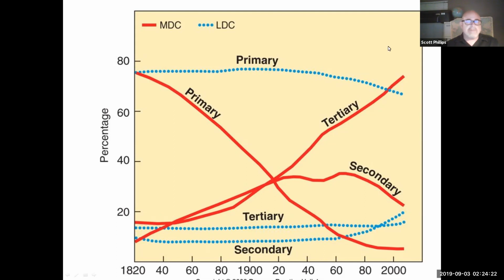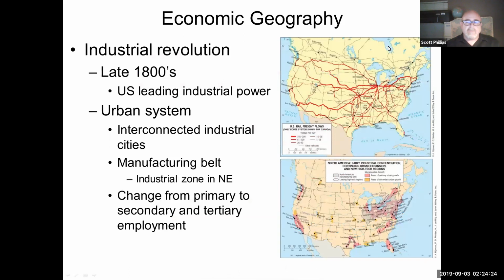So let's take a look back historically. One thing I want to mention again is the Industrial Revolution, which is a really important change in how we began to organize economically. By the late 1800s, or after the Civil War primarily, the United States became a highly industrialized country, one of the leading economic powers of the world. Part of that was the development of what was called the urban system, the interconnected industrial cities of the United States, initially connected by train, later connected by freeways.